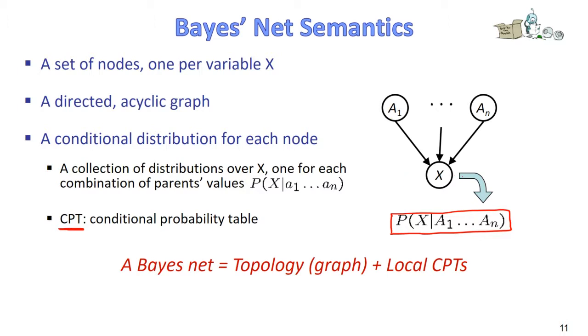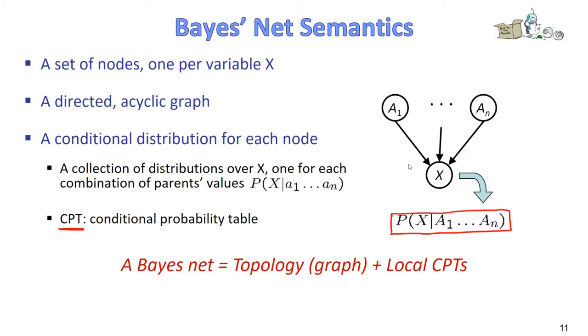CPT representing what? Representing the probability of that variable given the values of the parents. So that's a conditional distribution. Of course, there will be multiple conditional distributions for each possible combination of values of the parents. And that's it. That's a Bayes net.